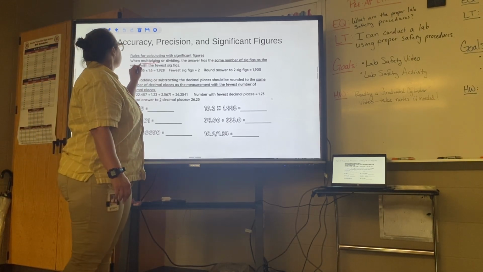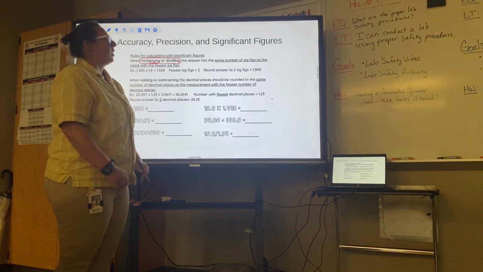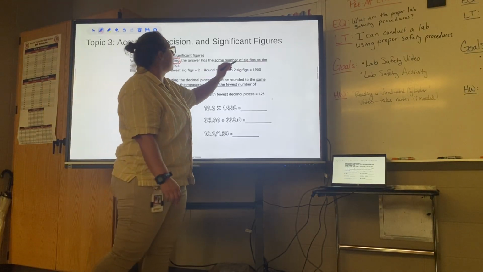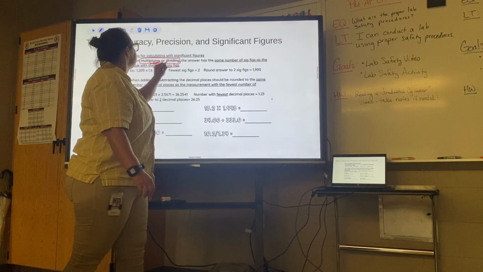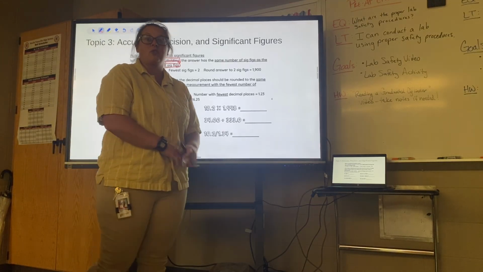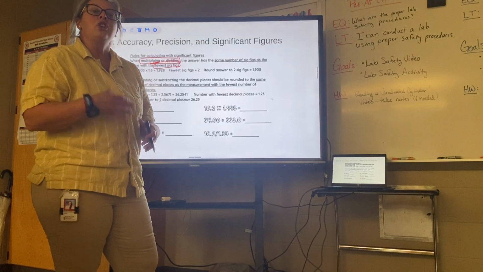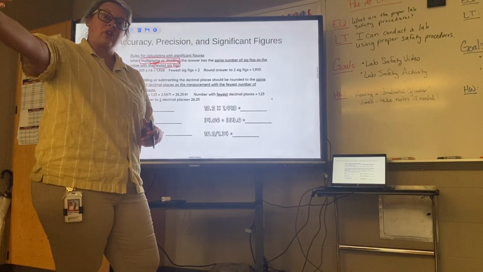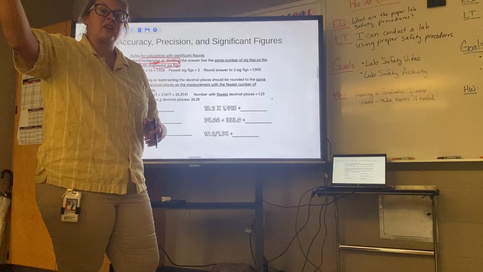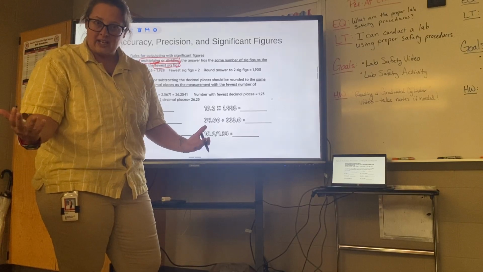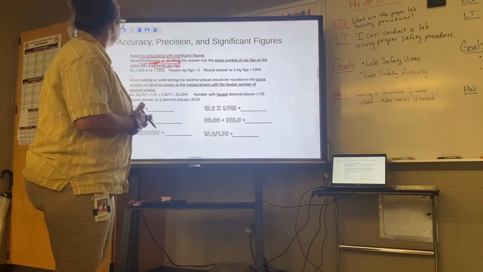If you are multiplying or dividing, what you do is you look for the fewest sig figs in your number. So you're counting the fewest number of significant figures in your number. You are going to then report your answer to that fewest number of sig figs. So let's go through an example so I'm making sense to you.